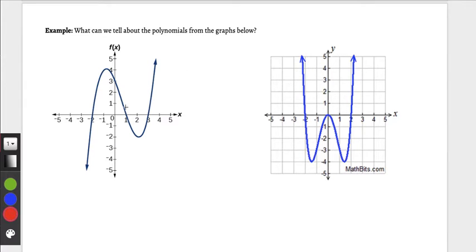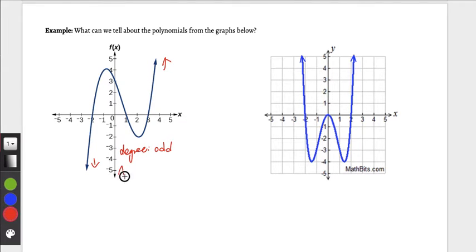First of all, we see the right side is going up and the left side is going down. They are in opposite situations here. So we know the degree is odd, right? Because they're going in opposite directions. And also, when x is increasing on the right side, y is also increasing.